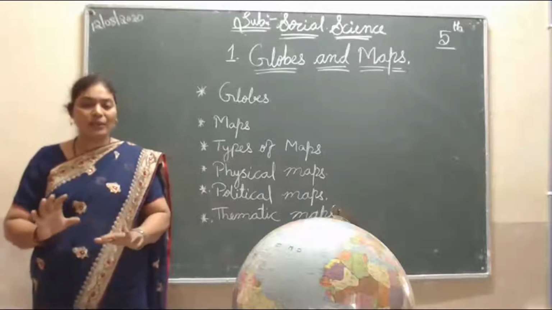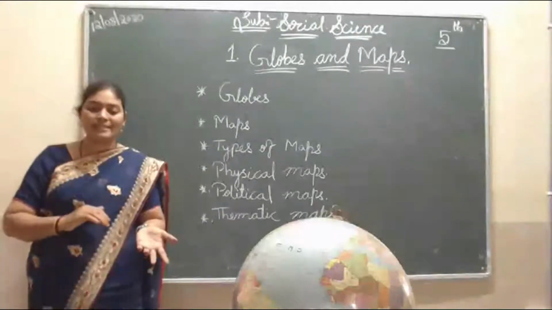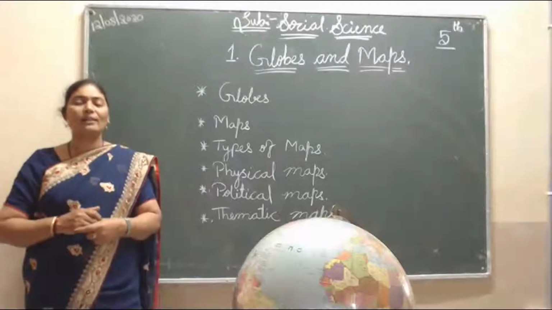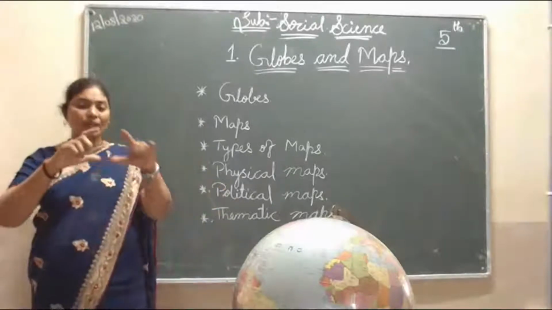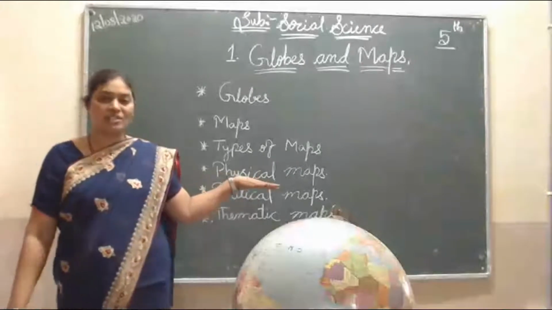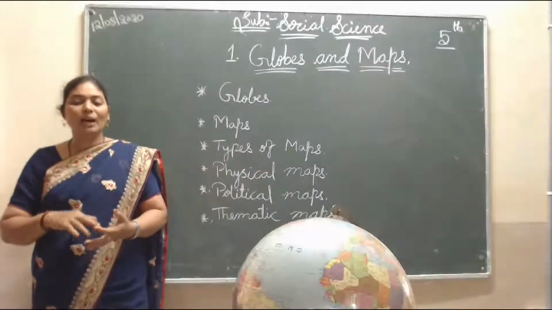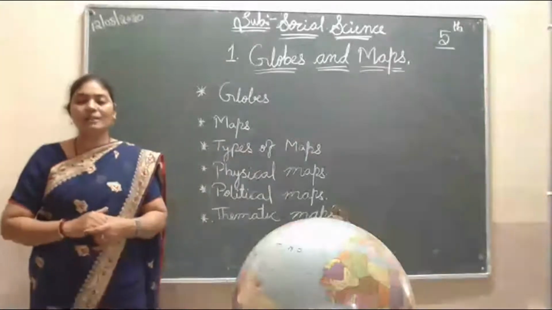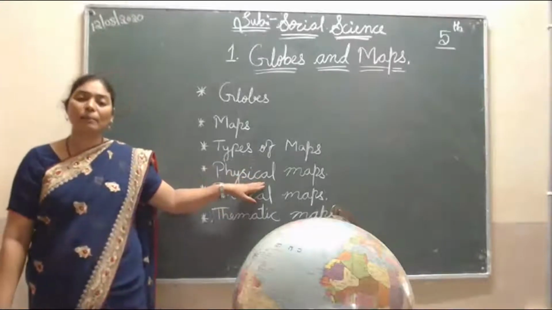They do not show other things like towns, cities, or other boundaries. For example, if we take the India map, in the physical map they show only the mountains, the rivers, the plains, and the plateaus. All these things they show. So it is called the physical map.